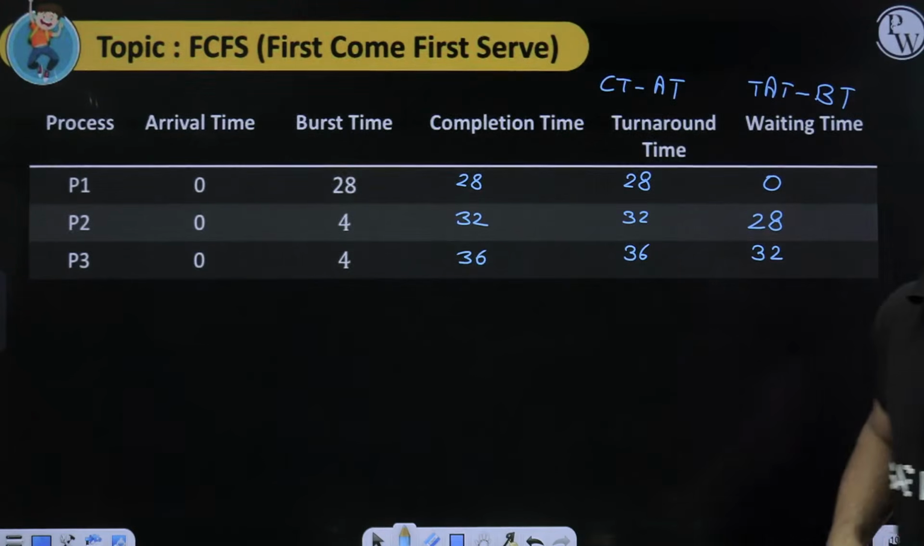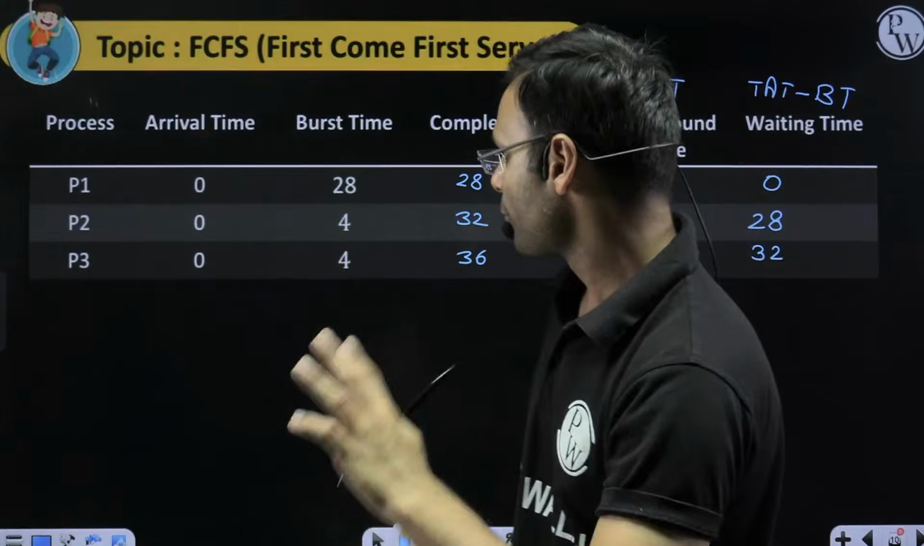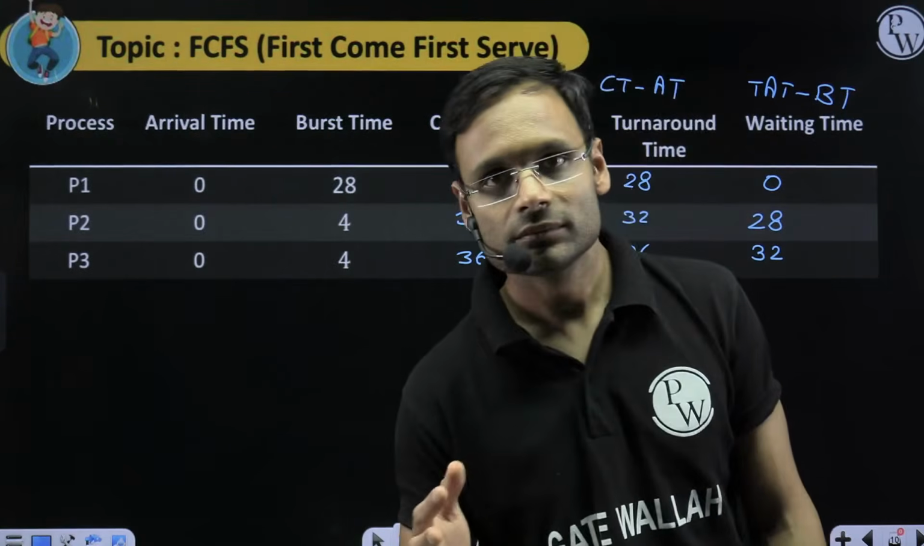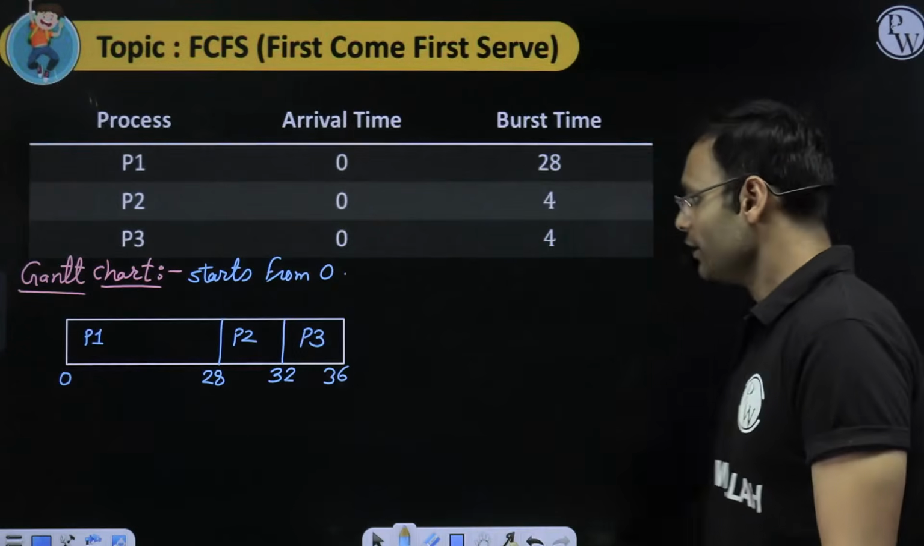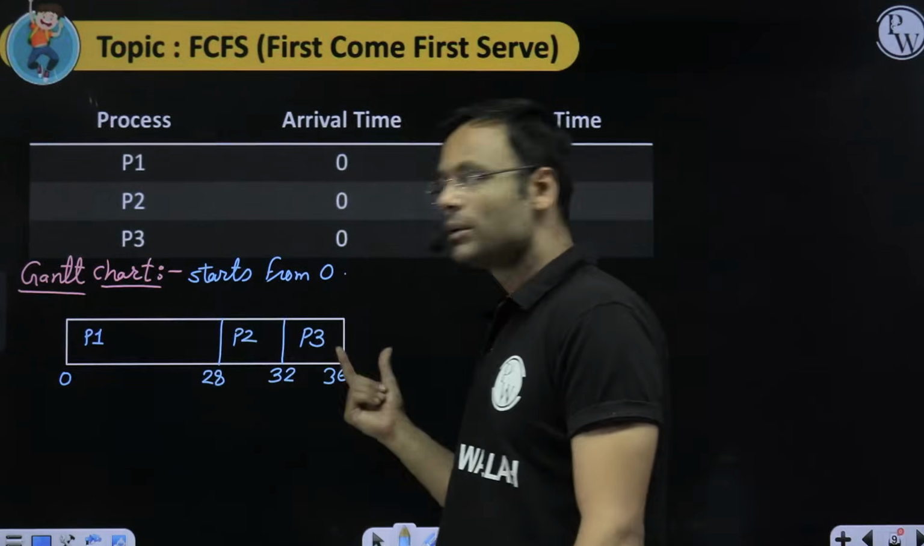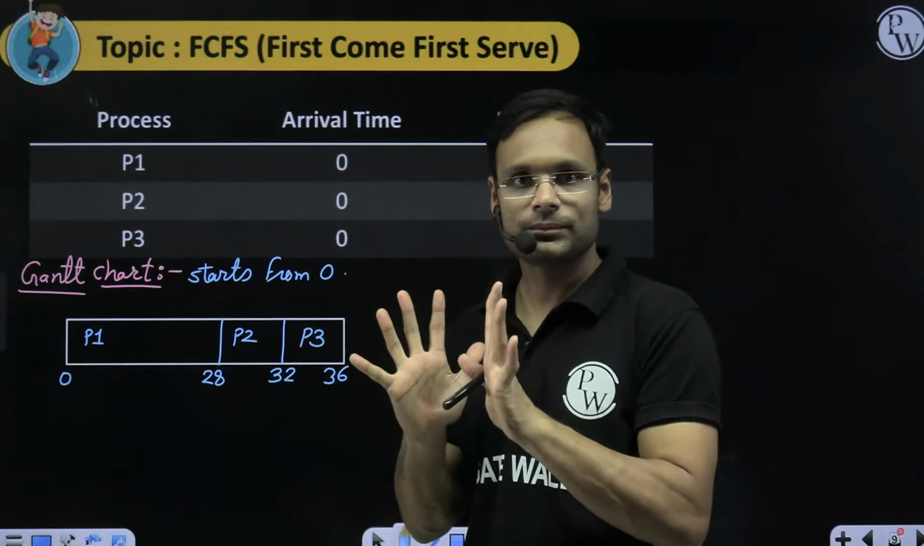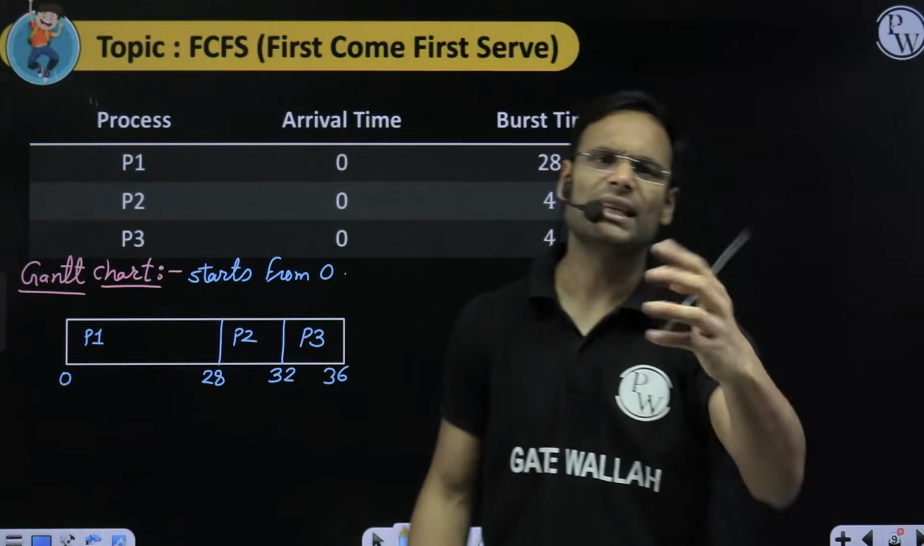Okay, what type of questions they may ask? First type of question they may ask: in which order are processes completing? First P1 is completing, then P2, then P3. Order is P1, P2, P3. As per the Gantt chart, we can easily understand.